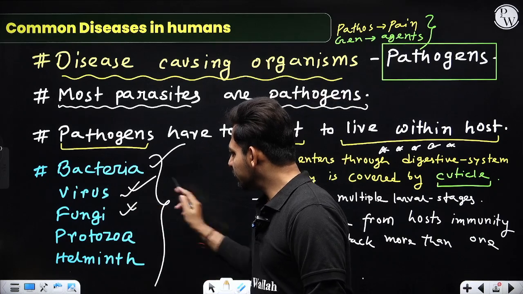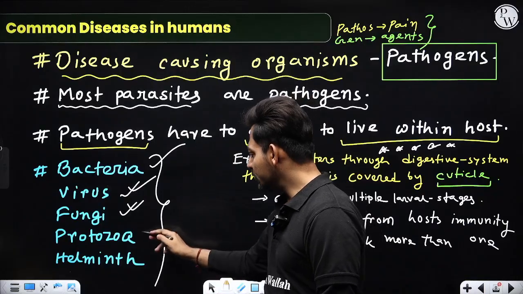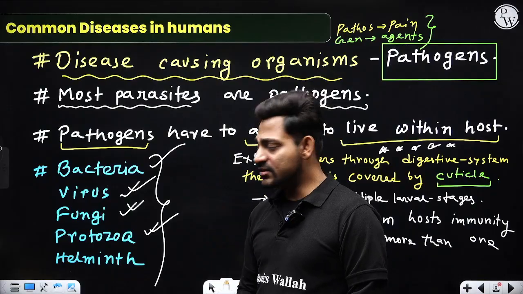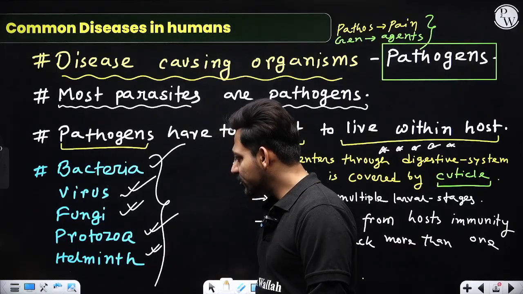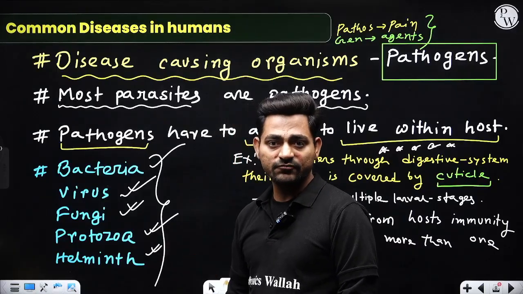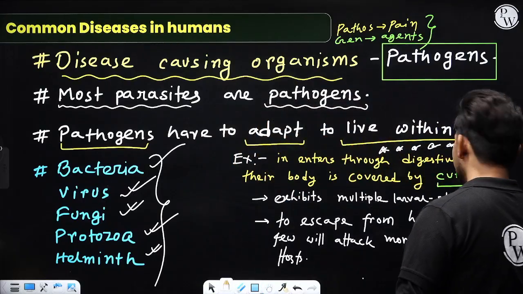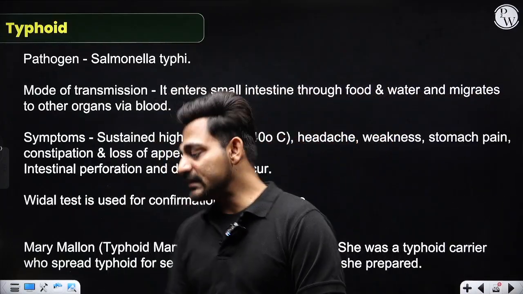We'll talk about some fungal infection or fungal diseases like ringworms. We'll talk about some protozoan diseases. We'll talk about amoebiasis. We'll talk about malaria, and ultimately we'll talk about some helminth diseases as well, like ascariasis or elephantiasis. Okay, so we'll start with typhoid.